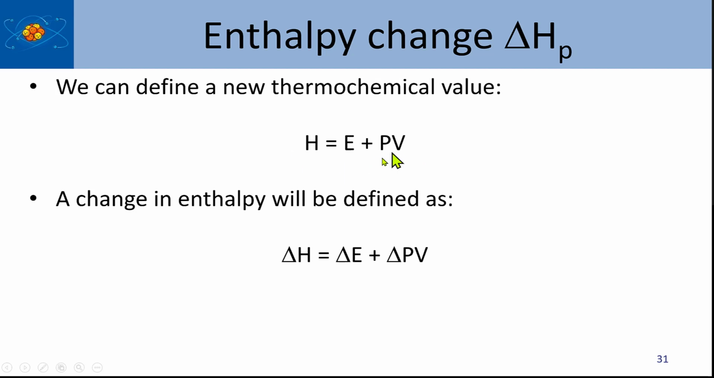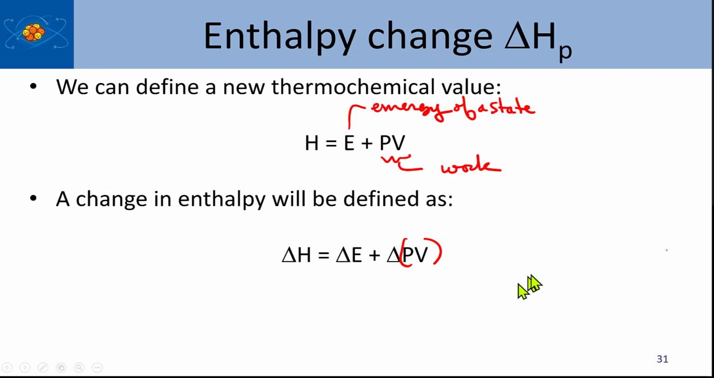But part of the way of thinking of it is E is the internal energy of the reaction. So this is the energy in a reaction, or in this case, energy of a state. And this is the work of a state. But if you look at the change in enthalpy, then the delta H is going to be equal to delta E plus delta P times V.